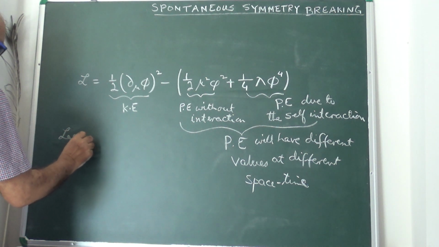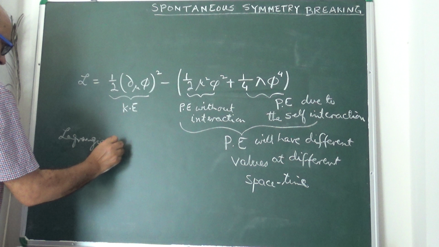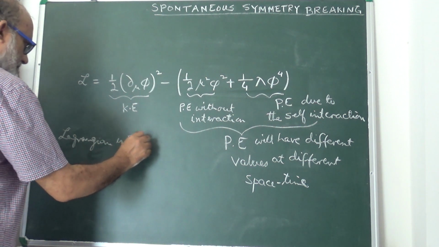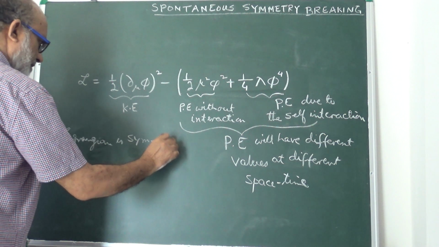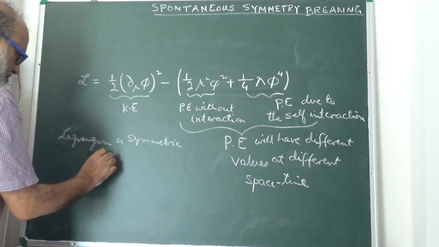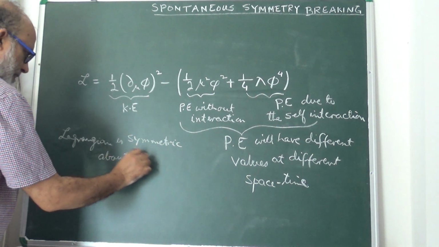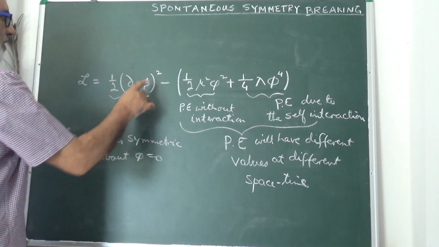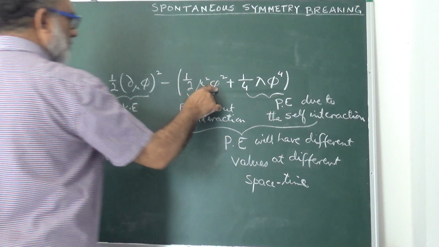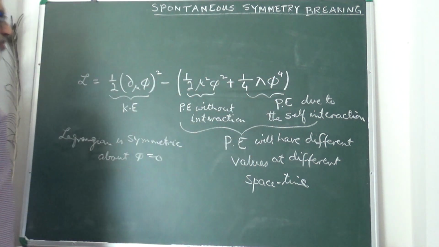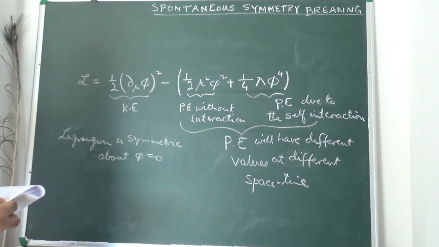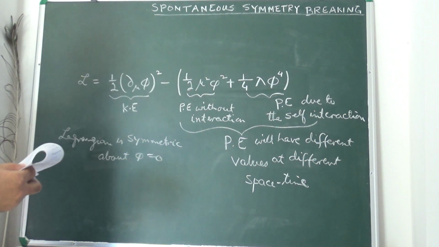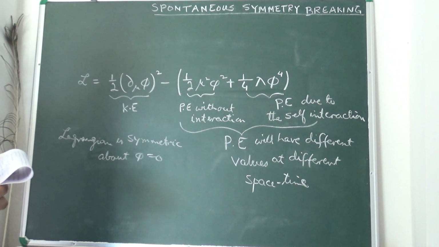Lagrangian is symmetric about phi equals 0, because here we have phi square terms, here also we have square terms. This means that this field is symmetric, because all of them are even powers.